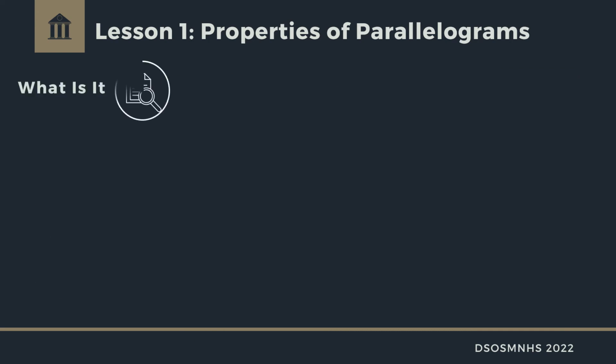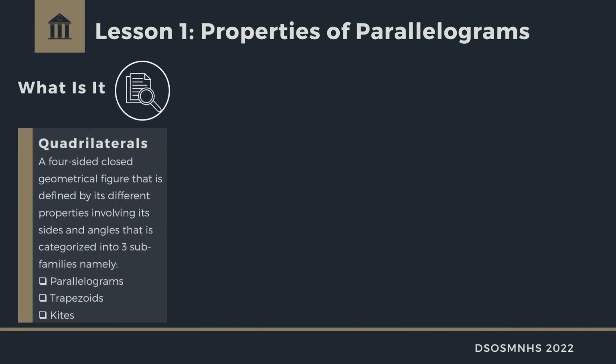So, we are now in our discussion proper. So, what do you mean by quadrilaterals or quadrilateral? Quadrilaterals are defined as a four-sided closed geometrical figure that is defined by its different properties involving its sides and angles, that is categorized into three subfamilies, namely parallelograms, trapezoids, and kites.